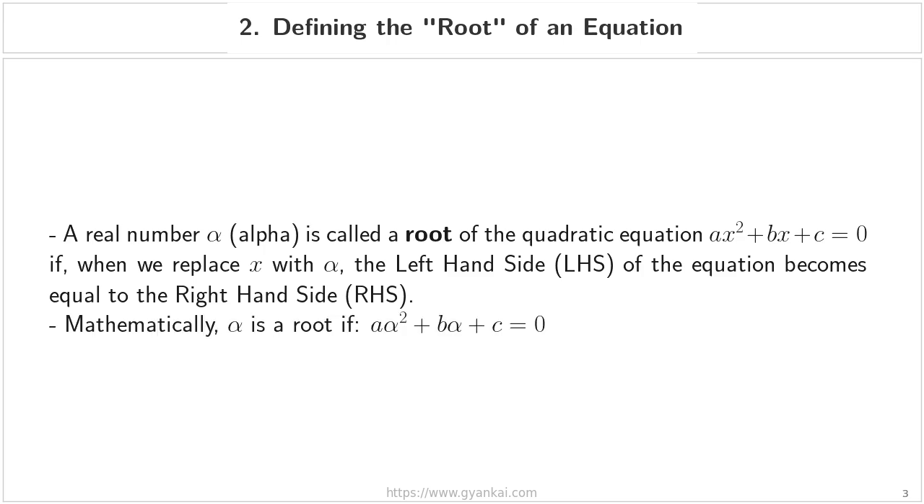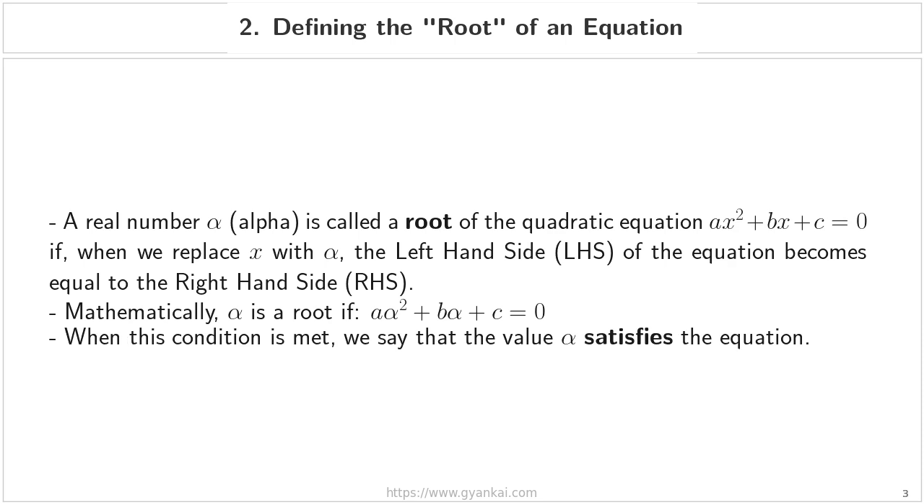To put this into mathematical terms, alpha is considered a root if, when you substitute it into the expression, you get a times alpha squared plus b times alpha plus c equals 0. When this specific condition is met and the equation balances out to 0, we use a particular piece of mathematical vocabulary. We say that the value alpha satisfies the equation. As we will see in the next few slides, satisfying the equation, finding a solution, and finding a root are all just different ways of describing this very same moment of mathematical balance.